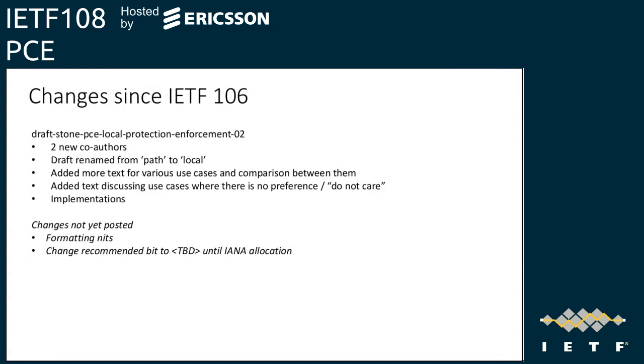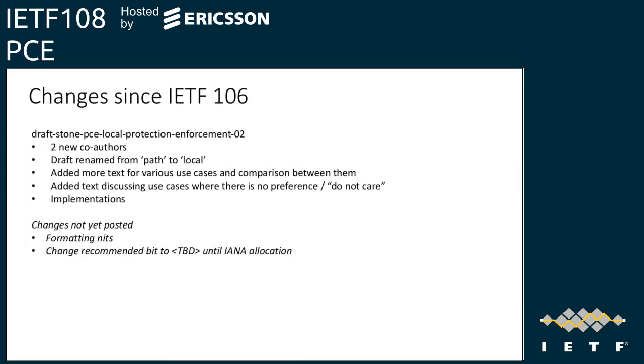So there have been some changes since IETF 106. First, there are 2 new co-authors, so that's good to see. The draft has actually been renamed. It used to be called Path Protection Enforcement. Now it's been renamed Local Protection Enforcement, which more accurately reflects exactly what's being protected. There's been added text to the descriptions to cover different use cases and the comparisons between them, and there have also been implementations added.